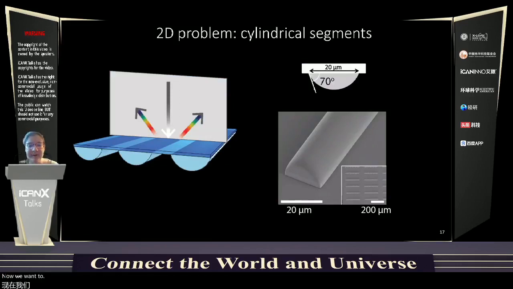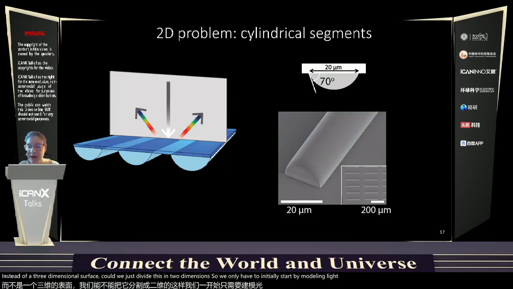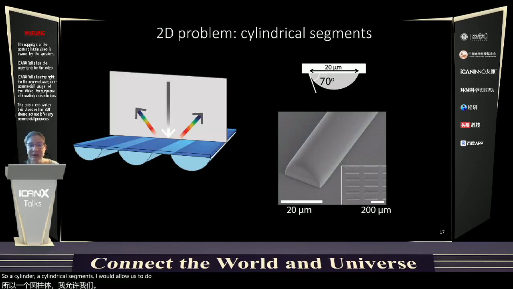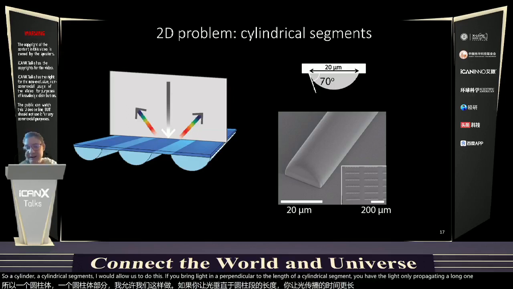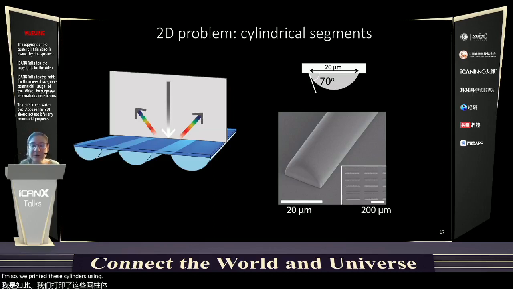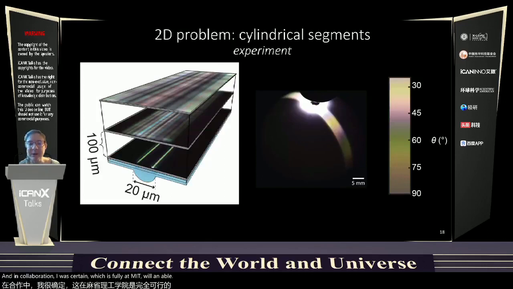Now, we wanted to actually verify this, really, and develop a model to be able to predict the iridescent color in these surfaces. So we took a step back and we simplified things even more. Instead of a 3-dimensional surface, could we just devise this in 2 dimensions? So we only have to initially start by modeling light in a single plane. So a cylinder, a cylindrical segment, would allow us to do this. If you bring light in perpendicular to the length of a cylindrical segment, you have the light only propagating along one axis. So we printed these cylinders using multi-photon lithography and probed their optical properties. And in collaboration with Sarah and Matthias Collet at MIT, we were able to develop a model for this.